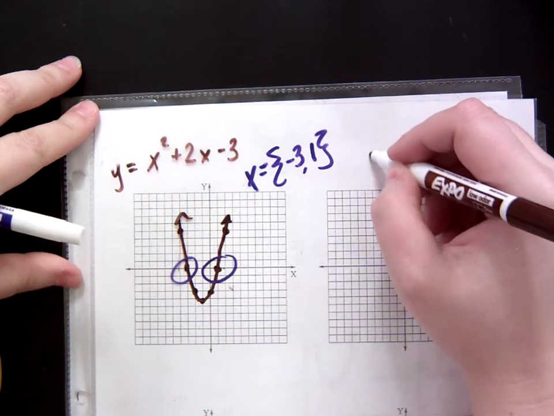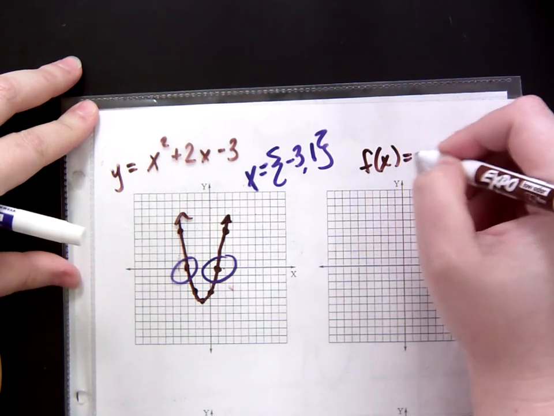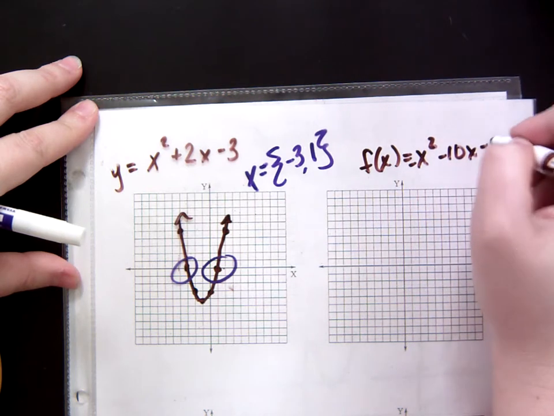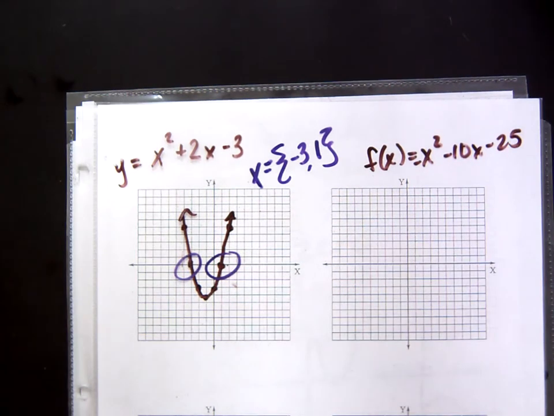So let's take, for example, -x squared minus 10x minus 25. And again, I'm just going to use the graphing calculator. There are ways to do it without it. I'm just going for the quickest.